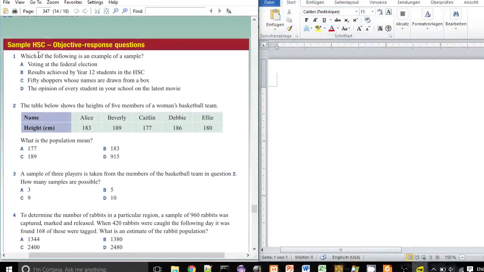Okay, so which of the following is an example of a sample? Now remember, a sample means you haven't taken everyone, just a part. Voting at the federal election, unfortunately that's compulsory, so I think everyone has to do it. Year 12 students in the HSC, that's like all of them. 50 shoppers whose names are drawn from a box. That's a sample, okay? The opinion of every student in your school on the latest movie.